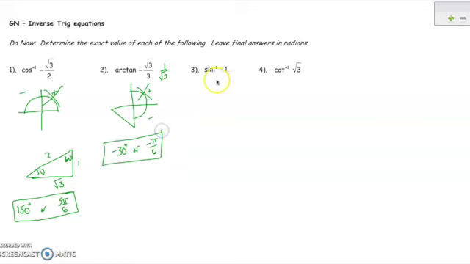Okay, inverse sine of negative 1. So the sine of what angle is negative 1? Okay, positive here, negative here. It's going to be this down here, which is going to be negative pi over 2 or negative 90 in degrees. Even though it says give your answers in radians, I'm giving them both just to make sure we understand what's going on.